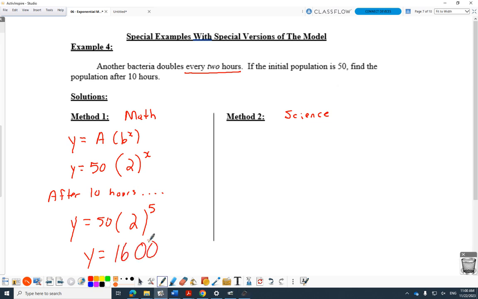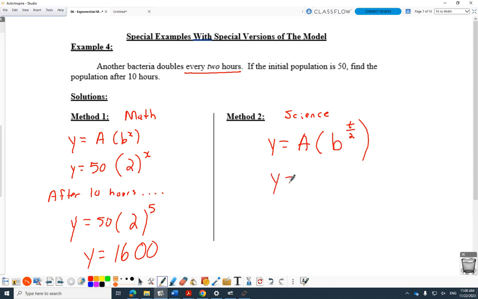1600. Here's what the science people would do. As soon as they see that double every 2 hours, they go like this. y equals A B to the time divided by 2. They'd build a formula that divides it by 2, and they can just sub the time in. They don't want to be playing around with this. Science people have a lot of stuff to remember, a lot of stuff to keep track of. They got to do labs. So they make a better formula for doubling or for half-life, both. They build something that has that divide by 2 built right into it. So their formula would look like this.